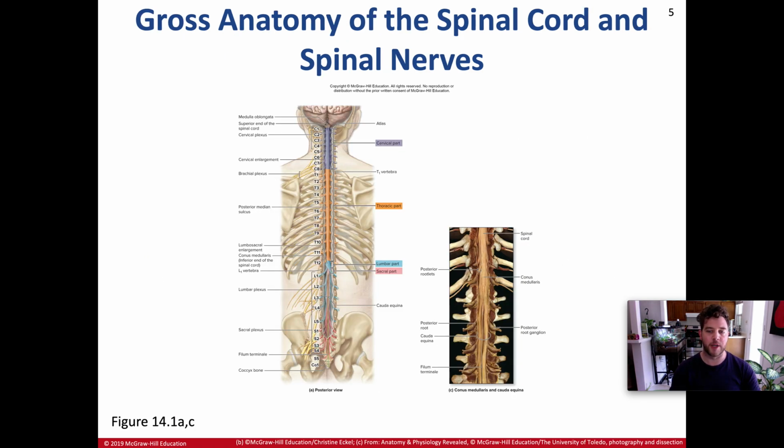Here is just a gross anatomy of that. You can see the different structures along with the vertebrae. There's the cervical enlargement, and then down here you have your lumbar plexus and your lumbosacral enlargement right in this area. There are a couple of different plexuses that we'll see, which are just groupings of nerves. We'll get into detail on those.